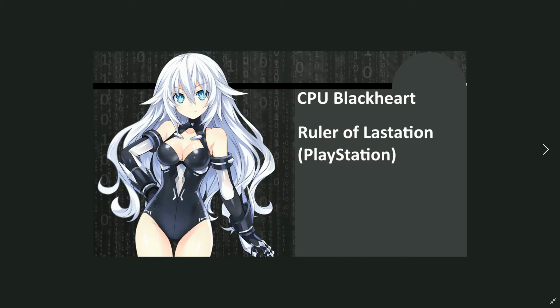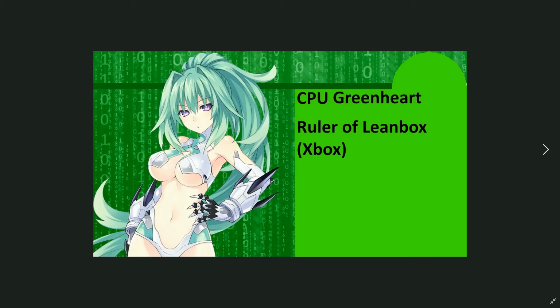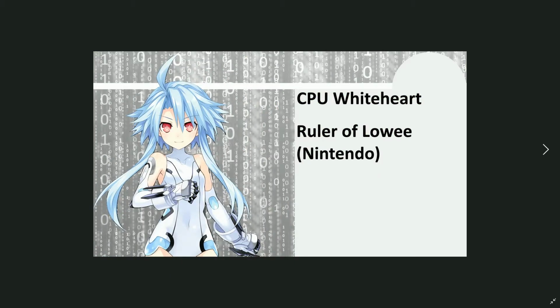And then the next one I'm going to go to is Greenheart, who is the embodiment and ruler of the nation of Leanbox, which is obviously Xbox/Microsoft. Again, it makes sense because the colours make sense. The first three colours make sense because they actually match the consoles they're based on. And then the next after that is CPU Whiteheart, who is the ruler of the Wii, based on the Wii and Nintendo.